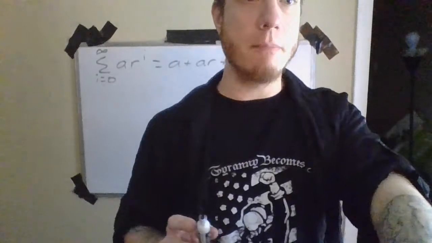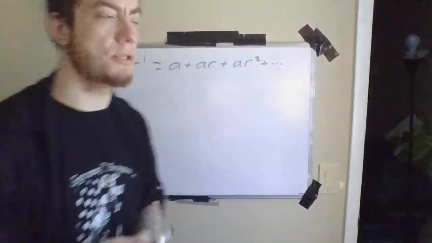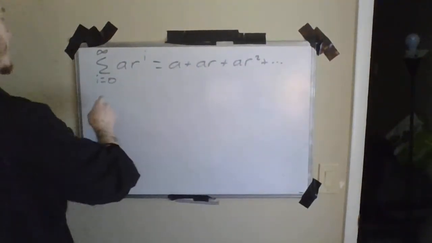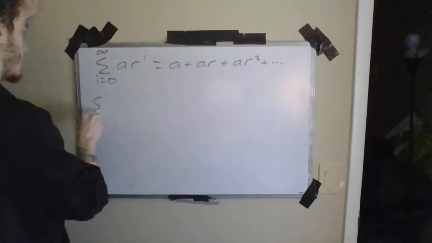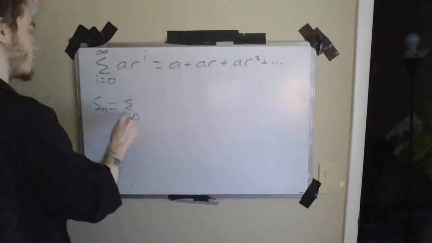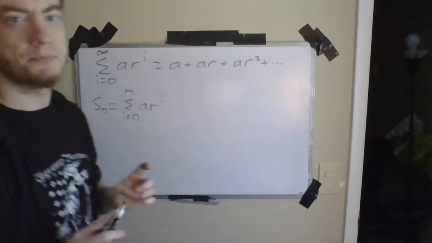What can we say about this? Well, it turns out that we can actually write this down in a closed form. And the way that we can write down a closed form expression is I'm going to consider the nth partial sum, which is the sum from i equals 0 up to n of a r to the i.